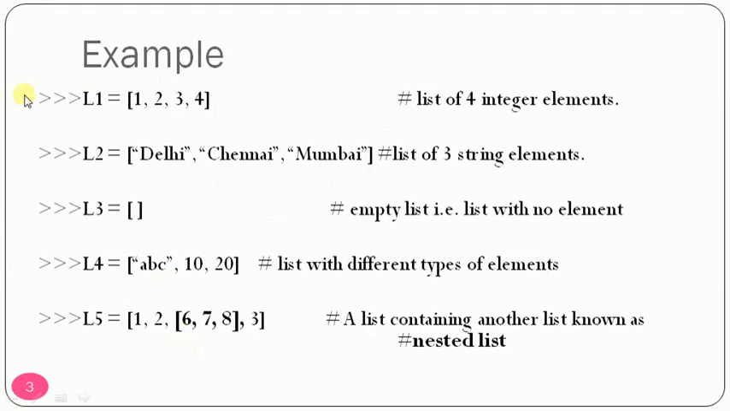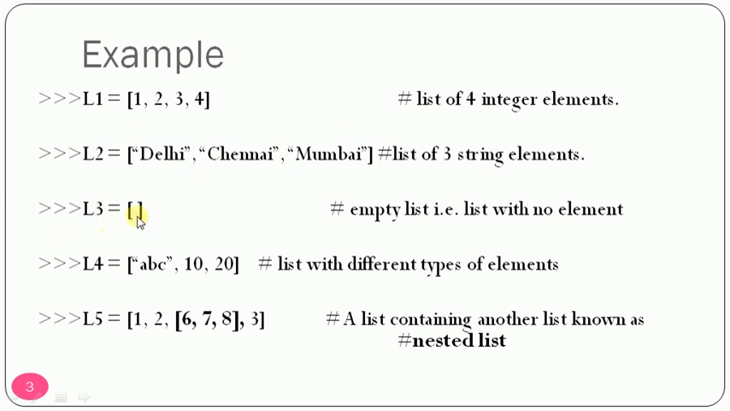Now let's see some examples. Look at this first example, L1. L1 equals, within the square brackets, we have given 1, 2, 3, 4. So here we are giving 4 integer values enclosed within square brackets. So this is a list. Look at the second example, L2. Here, Delhi, Chennai, Mumbai. These are 3 strings. These strings are separated by commas and enclosed within square brackets. So this is also a list.